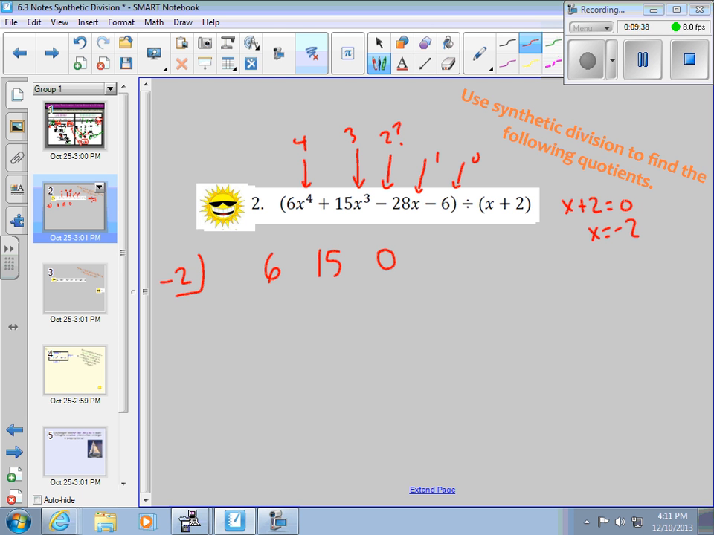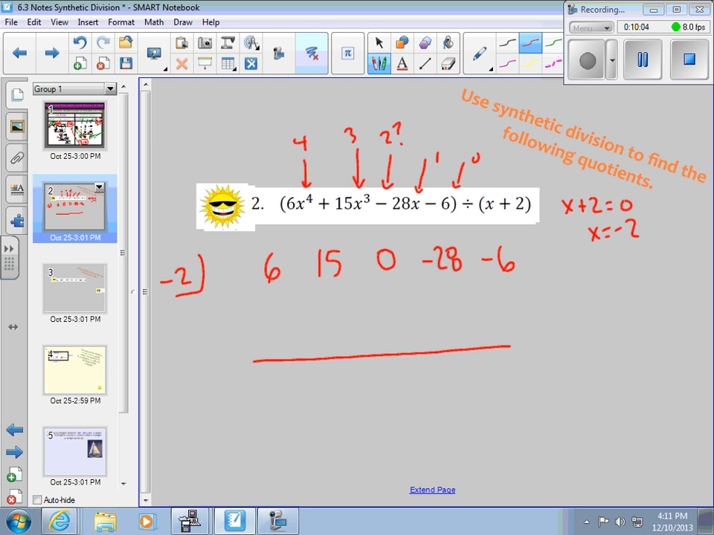Anytime there's a missing power, there's like a 0 in front of it. It's like +0x squared. So you got to write a 0 in there anytime a degree is missing. The next coefficient would be -28 and -6. So if there's ever a missing degree, write in a 0. Otherwise, synthetic division or line division doesn't work out. All right, let's repeat the process and kind of see what we get.